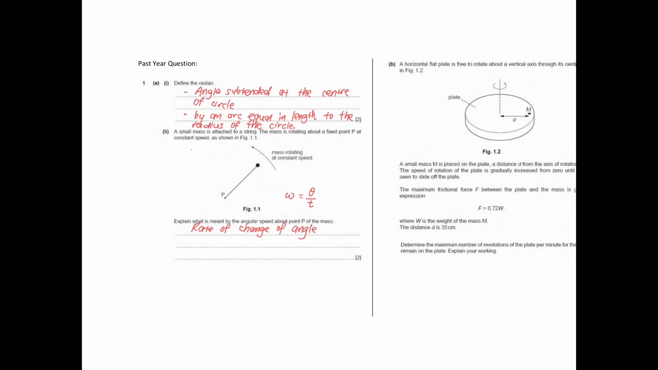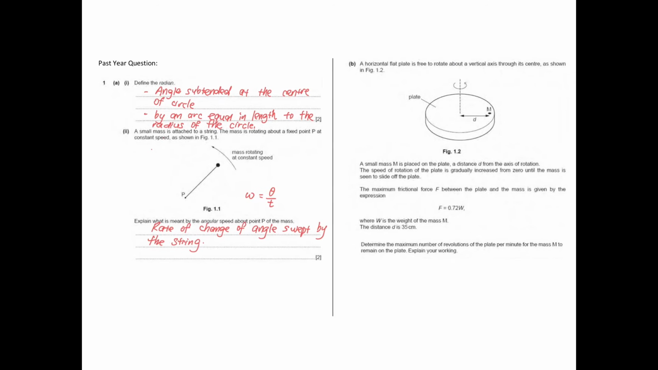So rate of change of angle swept by the string. When you say angle alone, then it is scalar quantity. When you say angular displacement, then it is vector quantity. So we have to put everything in scalar quantity. Okay, now let's move on.